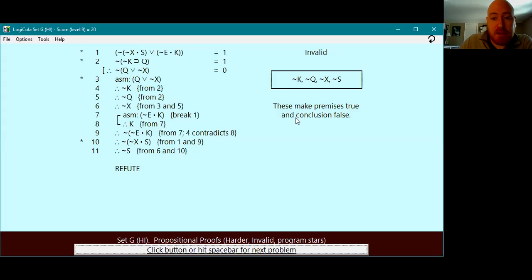So this argument is invalid. This argument is invalid based on the values of not K, not Q, not X, and not S, right? So the values of not X and not S are enough to make the first premise true. Why? That makes this wedge true, and a wedge is true just in case one half of it is true. All right, the values of not K and not Q make this horseshoe false, which makes this tilde true. And then the value of not X in particular makes our assumption true. And since our assumption is true, our conclusion is false. So this is invalid.